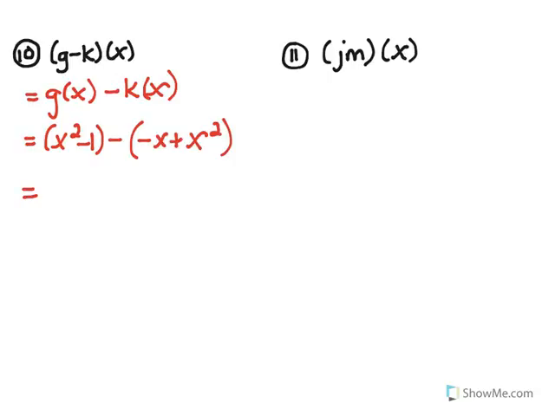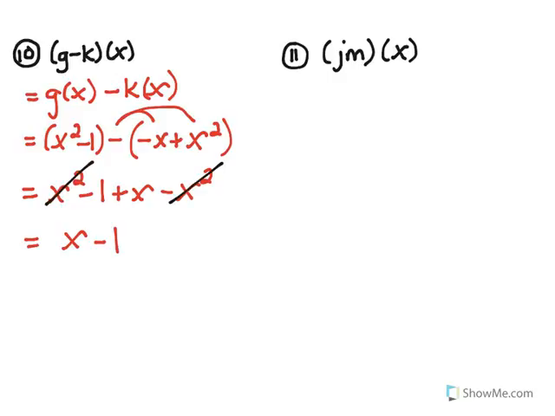So here you have to be careful and you need to distribute the negative sign. So I have x squared minus 1 plus x minus x squared. And I'm going to end up with x minus 1. The x squareds are going to cross each other off. I'll be left with negative 1 plus x, or x minus 1.